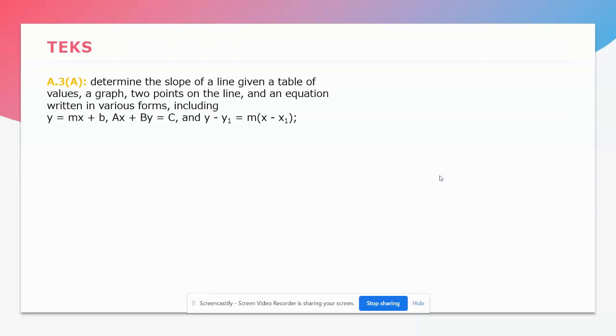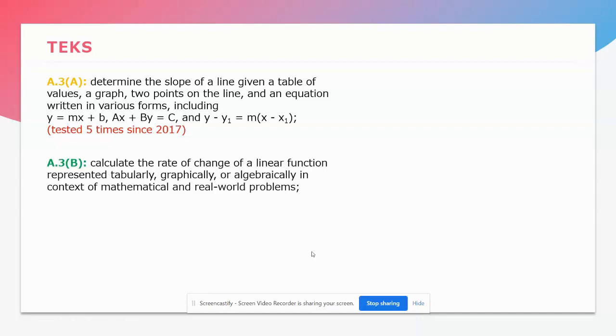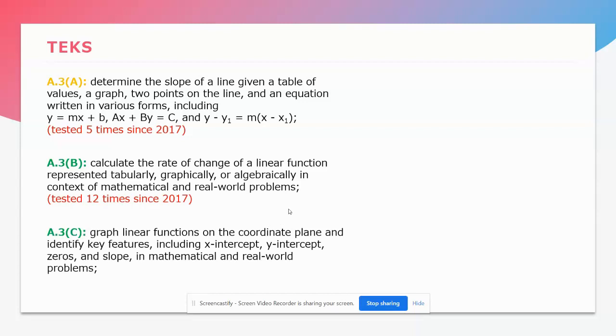A3A is a supporting standard. It has been tested 5 times since 2017, which is 1 time per test. A3B is a readiness standard and has been tested 12 times, or 2 times each test. A3C has shown up 14 times since 2017, or 2 to 3 times per test. Altogether, you'll see 5 to 6 questions for this strand of A3.